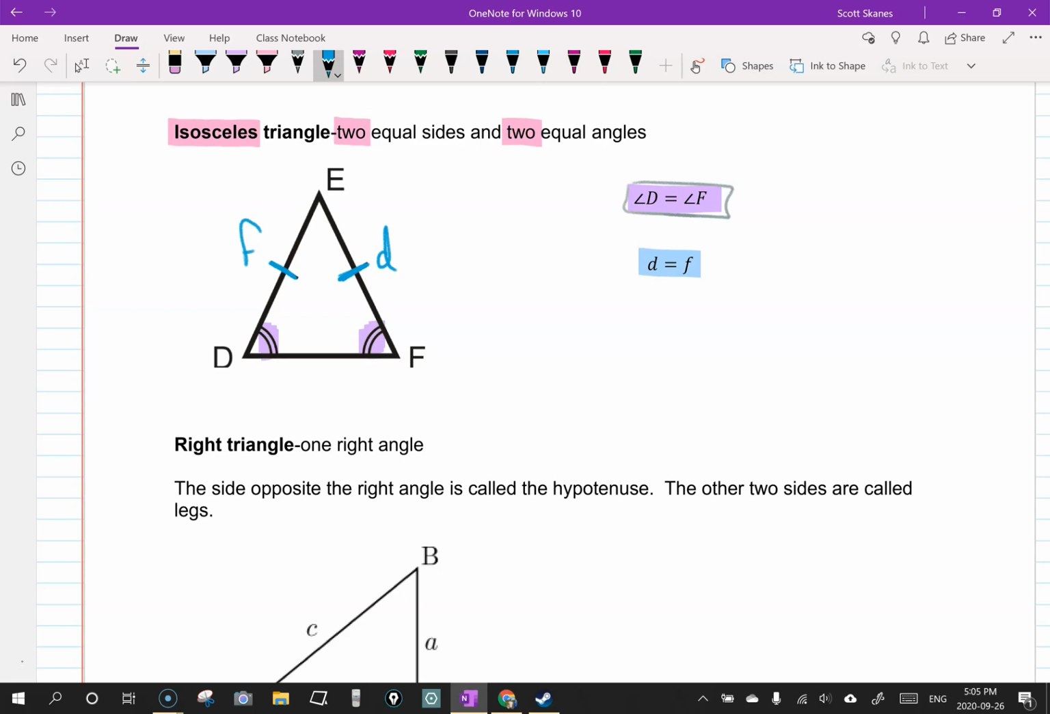So hopefully you can see what this means. It means that the lengths are the same and the angles are the same. Soon we'll do examples with this, but for now it's all set up. So I know it's a little bit dry, but take time to make sure you understand what I'm trying to say.